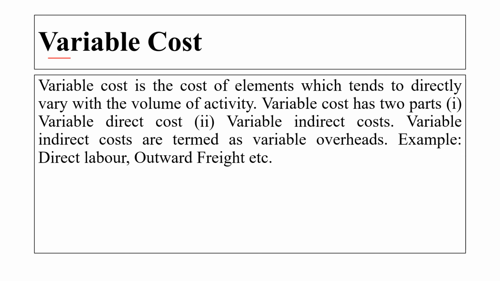Opposite to that, there is a variable cost which will vary, which will change. The variable cost is the cost of the element which tends to directly vary with the value of activity. Variable cost has two parts, that is variable direct cost and variable indirect cost. Here you have to remember this, that variable cost is again divided into two parts, variable direct cost and variable indirect cost. The variable indirect costs are termed as the variable overhead. For example, direct labor or outward freight.